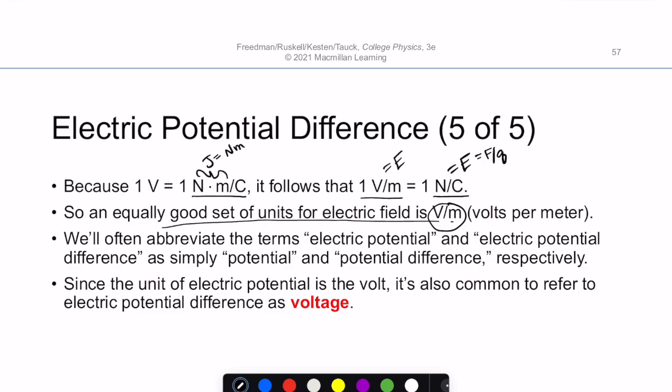Another convention, and you'll hear me say it a lot, is we'll often shorten the words electric potential and electric potential difference. We'll just refer to it simply as potential or potential difference. So another way to name these quantities is sometimes we will just refer to the potential difference as a voltage.